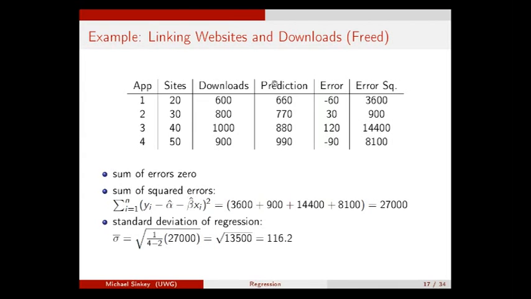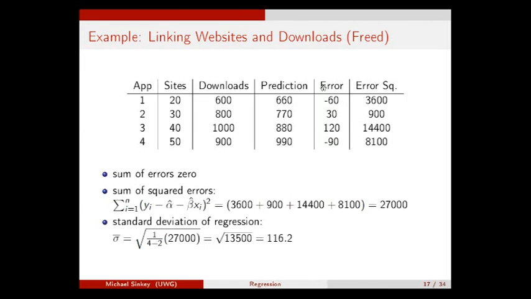I change the 20 to 30. I have y hat is equal to 440 plus 11 times 30. I get a prediction of 770. I make a third prediction. I have y hat is equal to 440 plus 11 times 40, which is 880. And I make a fourth prediction. Y hat is equal to 440 plus 11 times 50, which is 990. The error, the data, y, minus the prediction, is the error. That's my residual.